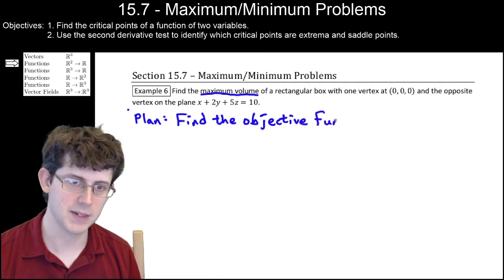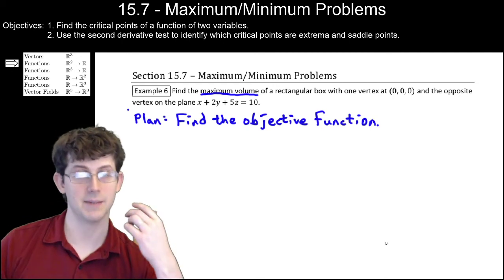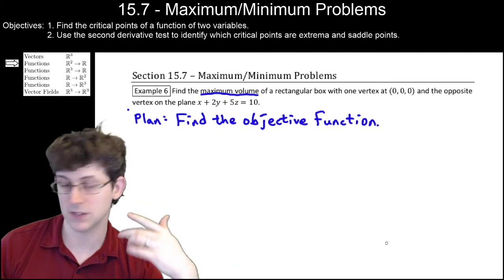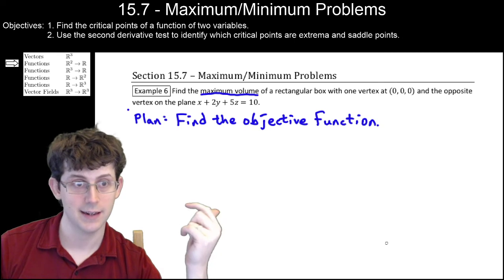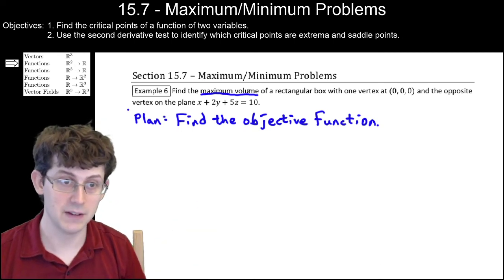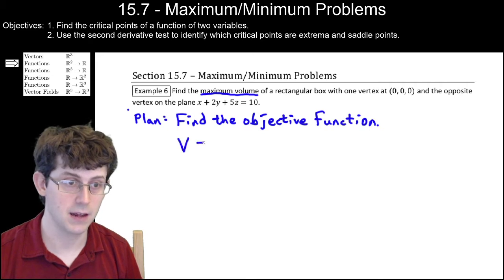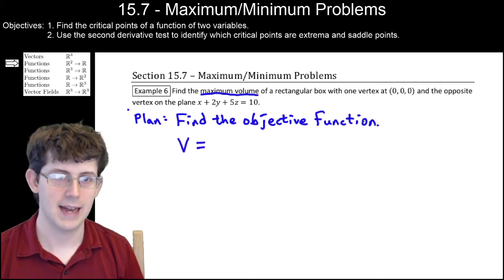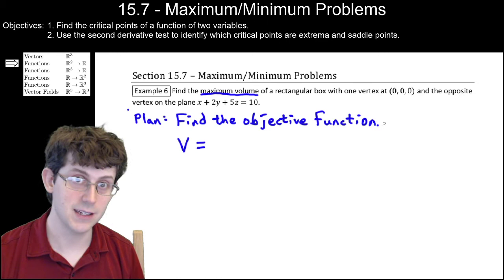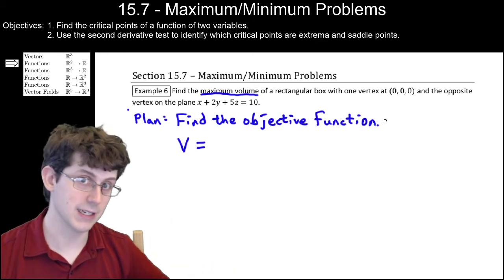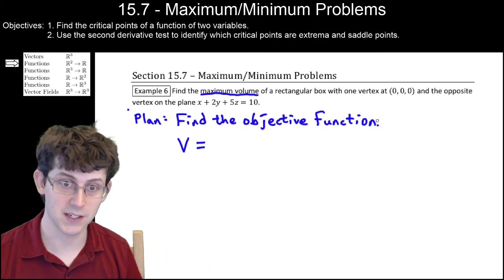Sometimes you're trying to optimize the amount of time something takes. Sometimes you're trying to optimize the amount of money something takes. Maybe sometimes you're trying to optimize the amount of space. Here we're trying to optimize the amount of volume. So the objective function here will be a volume function. After you find the objective function, then you use this process with the critical points and the second derivative test on this function.